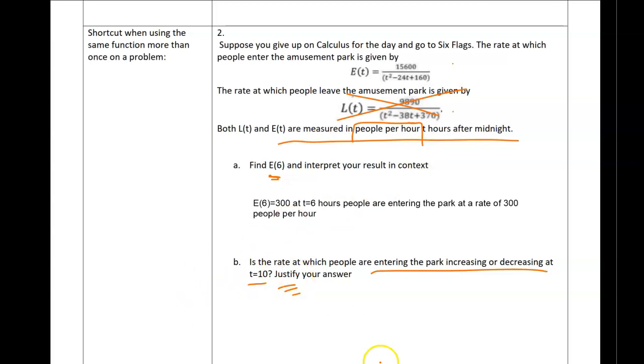Now, B is a new type of question. And the question is whether the rate, so the rate, remember, was E, is the rate increasing or decreasing? Is the rate increasing or decreasing? Another way to say this question is: is the slope of E positive or negative at t equals 10? Right? Or is the derivative positive or negative at t equals 10? So to answer this question, I need to take the derivative of E, plugging in 10.